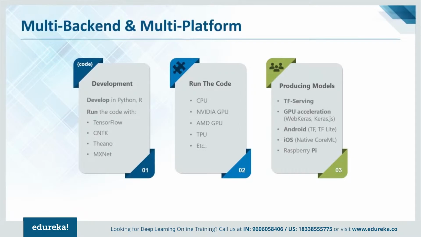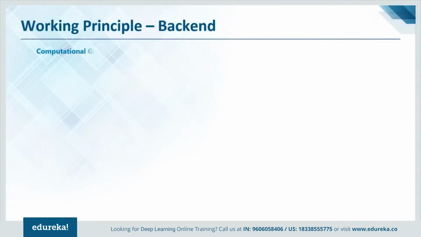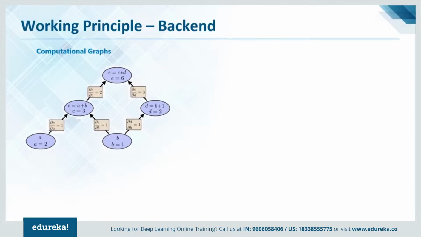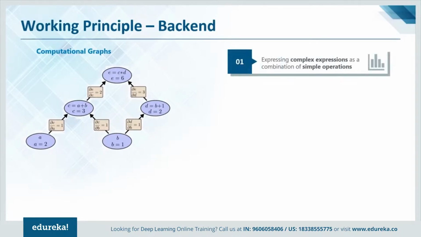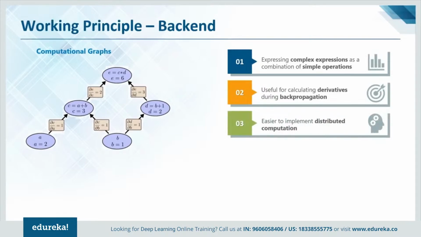So guys, moving on, we need to check one quick concept which forms the backbone as a working principle of Keras. So let's check out a computation graph. Here is an example for you guys. Just before decoding and working our way through the graph, let's look at the features. Computational graphs are used for expressing a complex expression as a combination of simple operations for Keras to work with. It is mainly useful for calculating the derivatives during the phase of backpropagation, and hence it makes it easier to implement distributed computing on the whole.